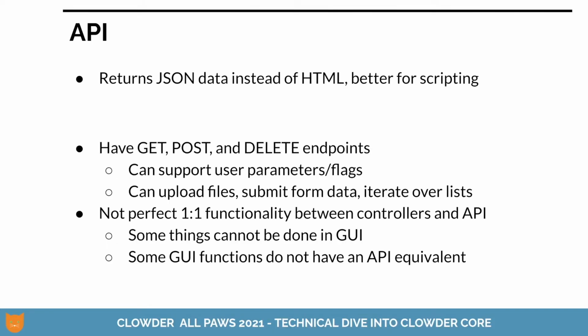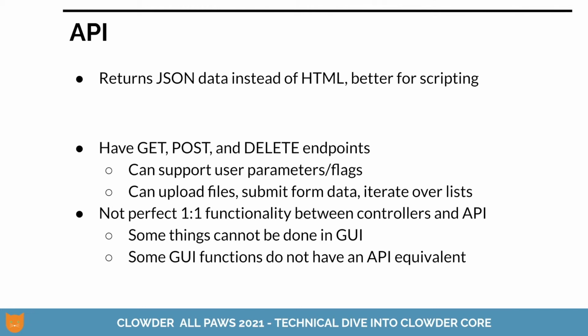So if controllers and views control the GUI, then their counterpart is the API, which is better for scripting and automated processes with Clowder. This returns JSON data instead of HTML, so computers can interpret it much more easily. We have a few different types of endpoints: get, post, and delete. You'll probably have seen these if you've worked with CRUD systems before. We support user parameters and flags depending on the endpoints, which means that users can pass arguments to affect how the endpoint is executed. And we can do a variety of things.